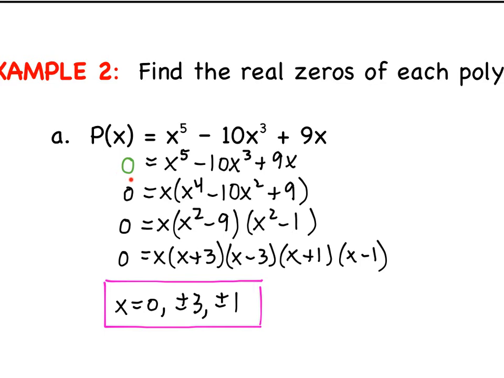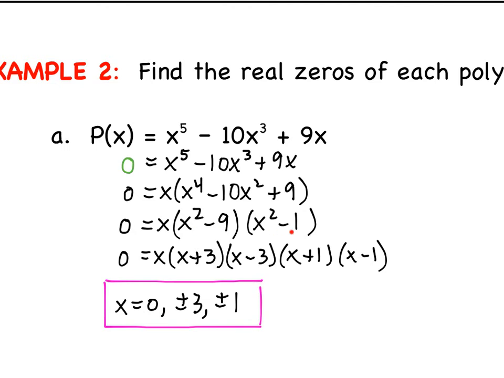Step 1, we want y equals 0. I want to solve for x. So I'm going to set the equation equal to 0 and see if I can factor. I can factor out an x, and now I can treat this quartic like a quadratic: two numbers whose product is 9 but add to negative 10. The only difference is my factors are going to be an x squared and an x squared. So my two numbers are negative 9 and negative 1. So x squared minus 9, x squared minus 1.